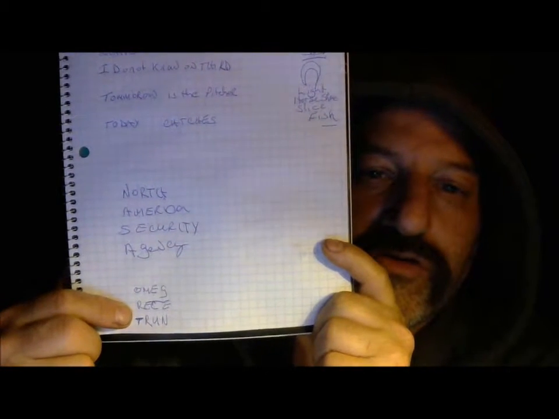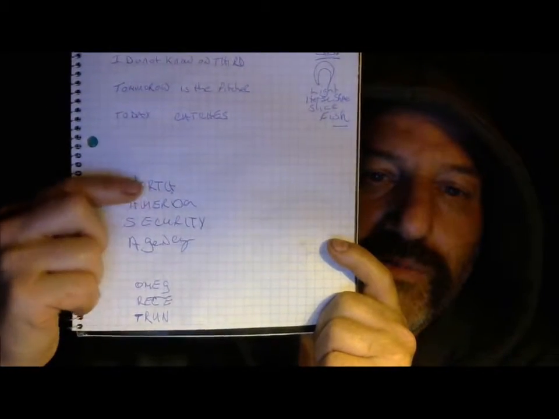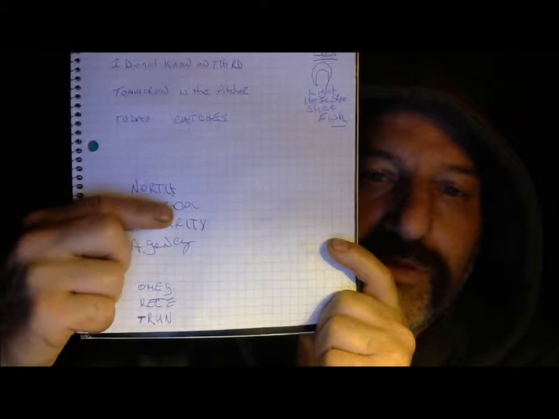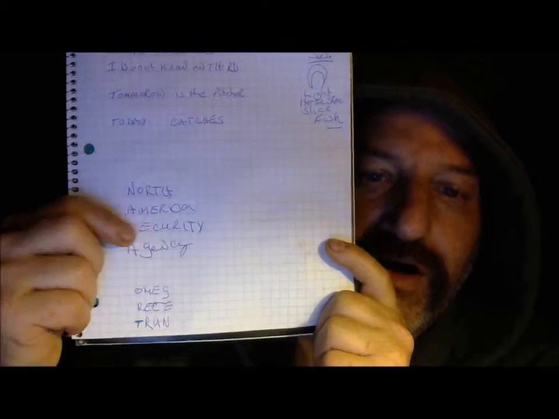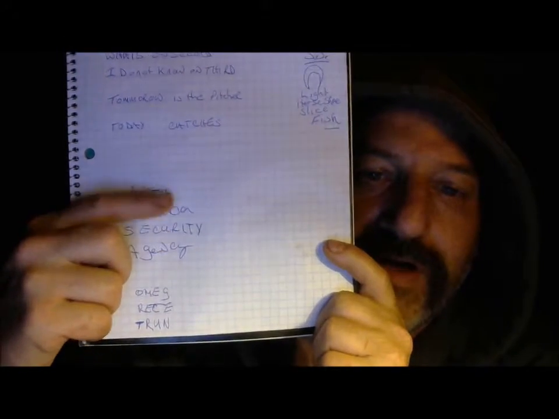Omega Race Trun. 1, 2, 3, 4, 5. HI. 1, 2, 3, 4, 5. HIR. 1, 2, 3, 4, 5. HIRC. Hierarchy. 1, 2, 3, 4, 5. Hierarchy. HIRC.